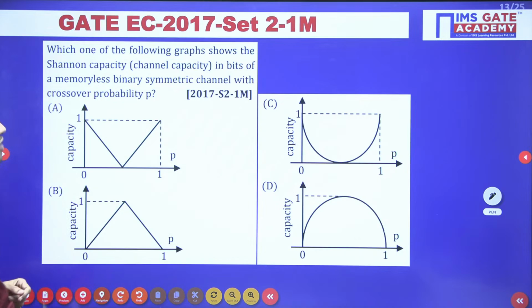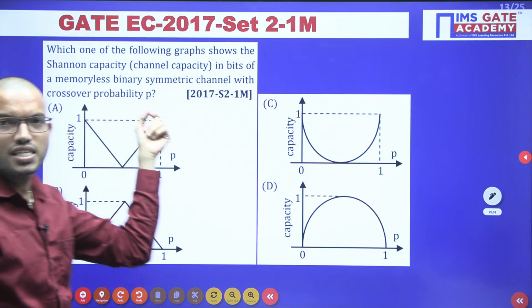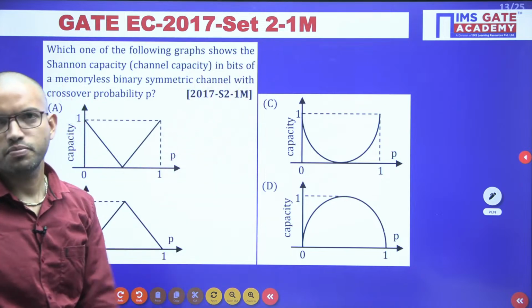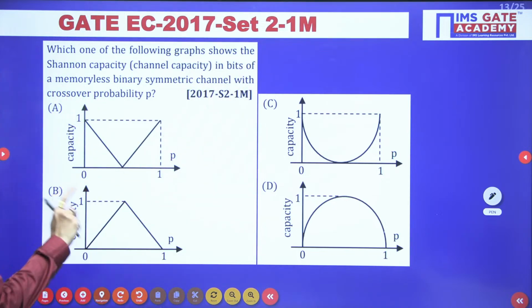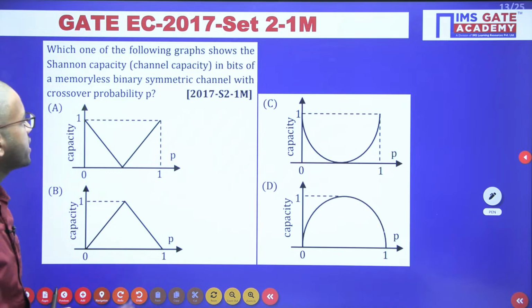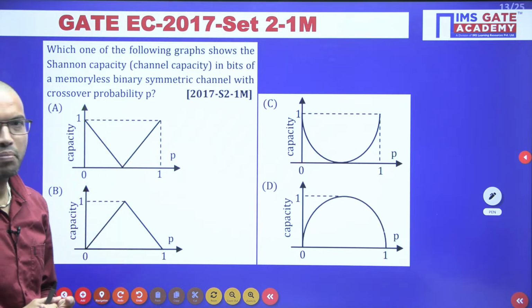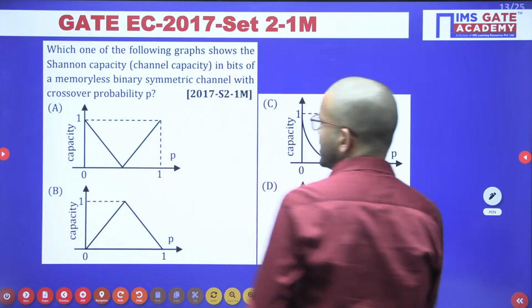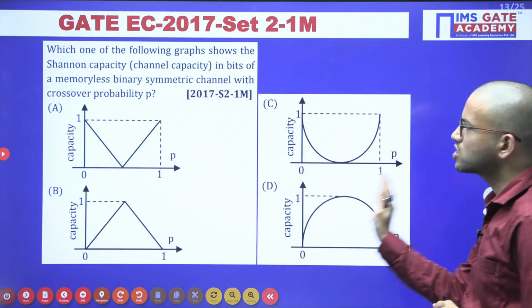I will show the next question. This is a question asked in GATE EC in the year 2017, set 2, for 1 mark. This is a question related to the information theory concept regarding the binary symmetric channel. So all of you read the question and try to choose the correct option.